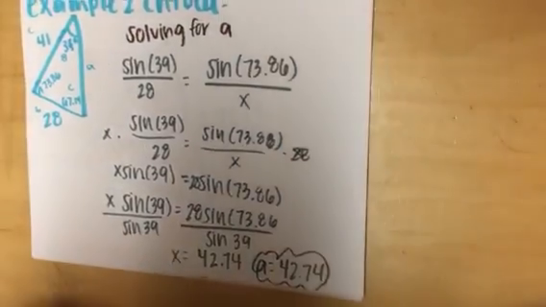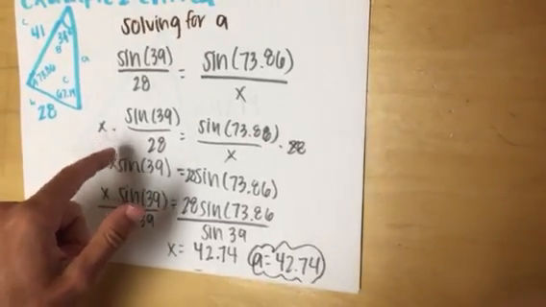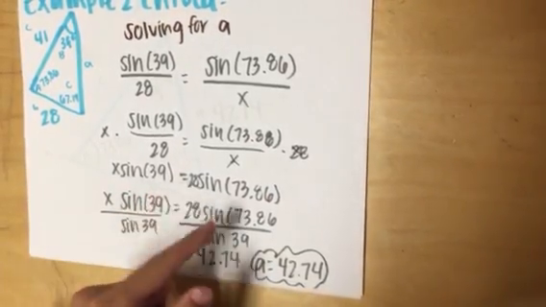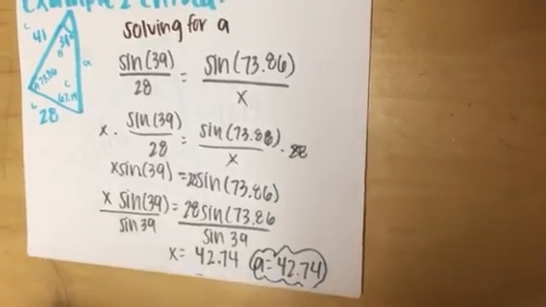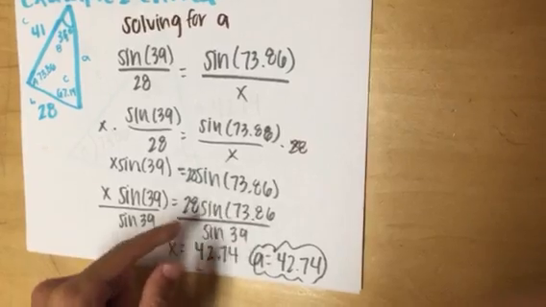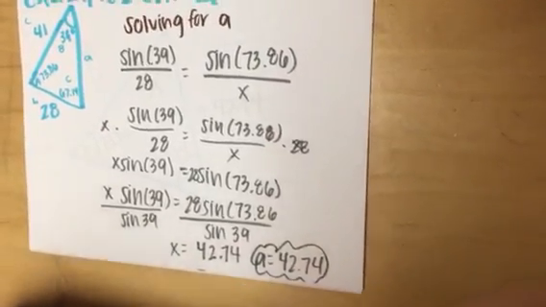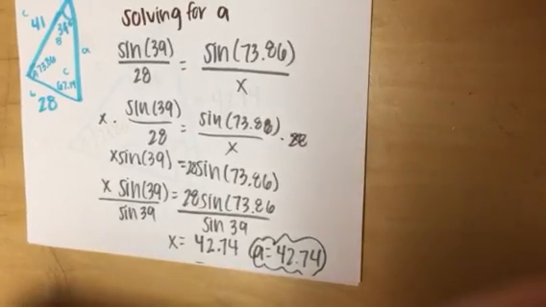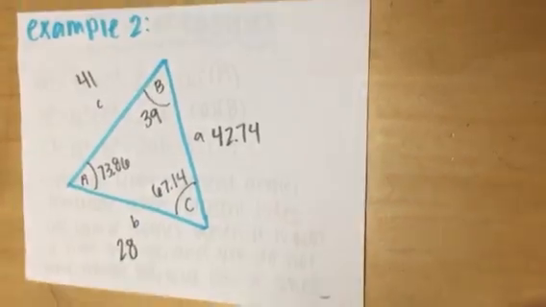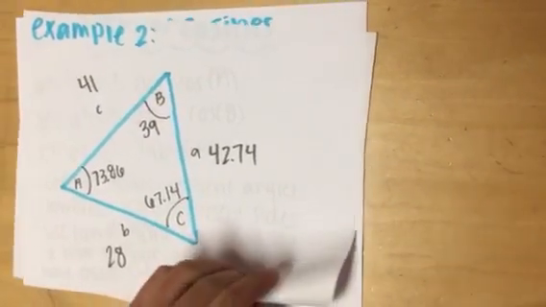So we multiply x on the left side and 28 on the right side to distribute, and we get x sine 39 equals 28 sine 73.86. x sine 39 over sine 39 equals 28 sine 73.86 over sine 39. And we get x equals 42.74, which represents A. There's a solved triangle if I've ever seen one.